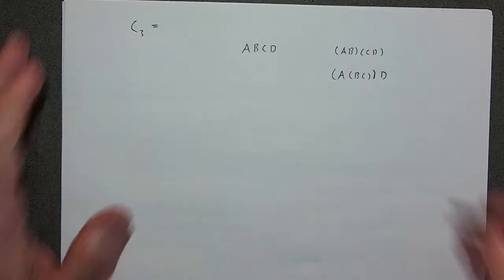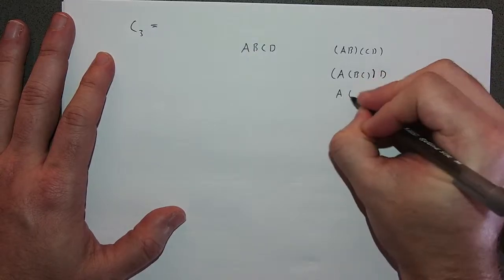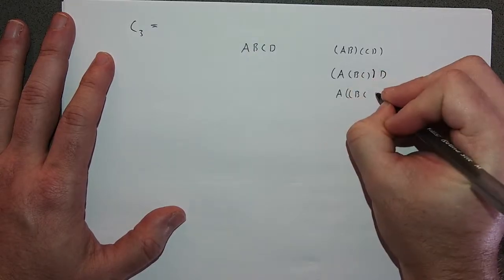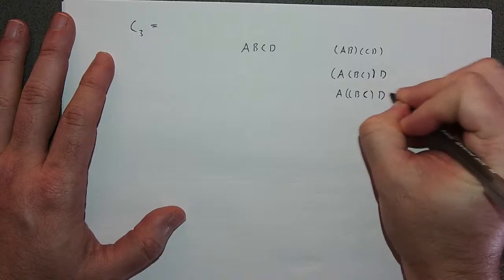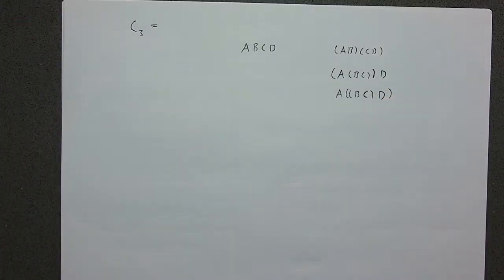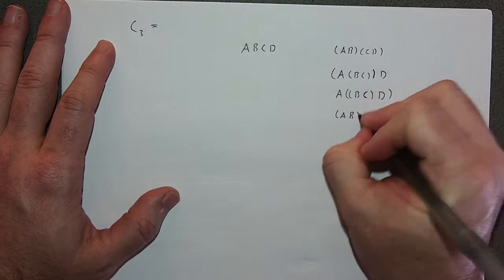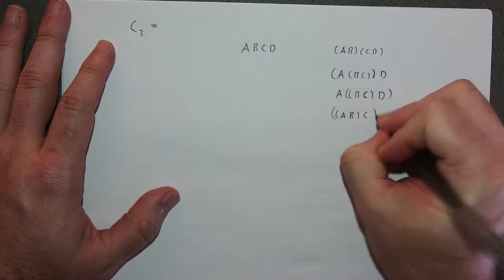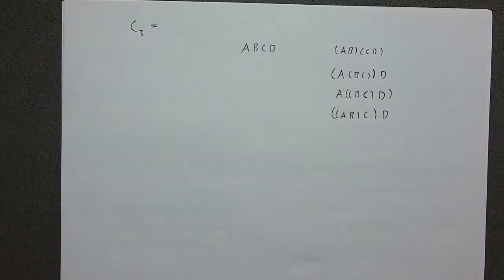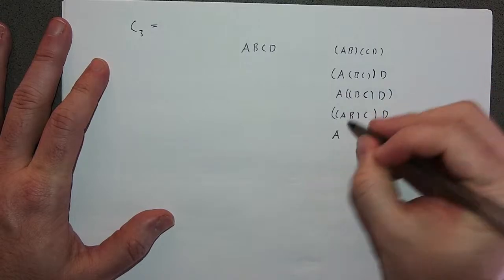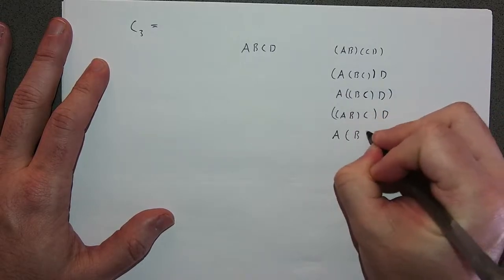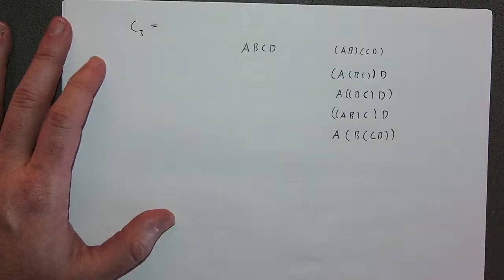Okay. I could do a similar thing except with D, so okay. I could do A times B like this and group that with C. I could do A times B times CD.